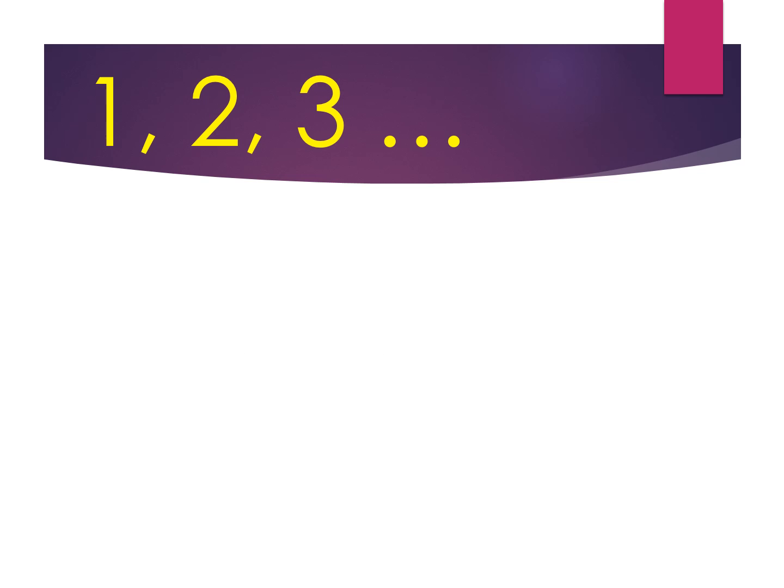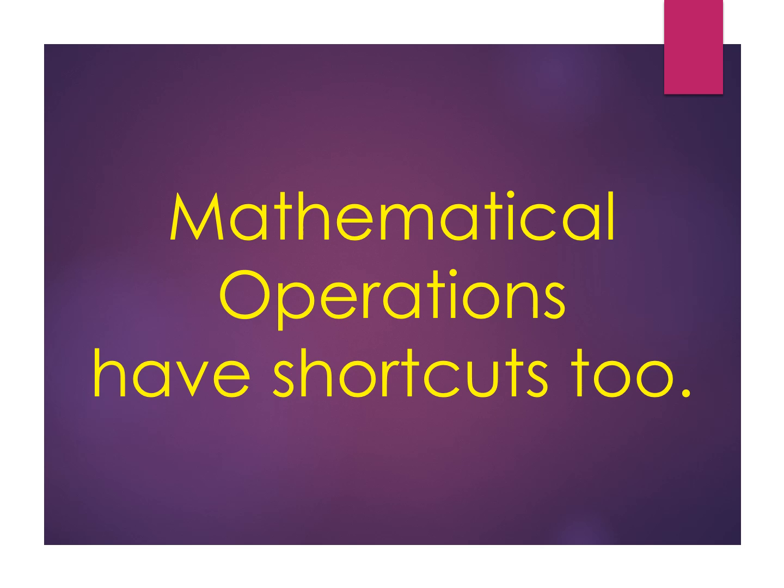Even our numbering system is a shortcut. The symbols that we use represent quantities. So the symbol 1 represents the quantity of 1. The symbol 2 represents the quantity of 2. And symbol 3 represents the quantity of 3, etc. Our mathematical operations also have shortcuts.